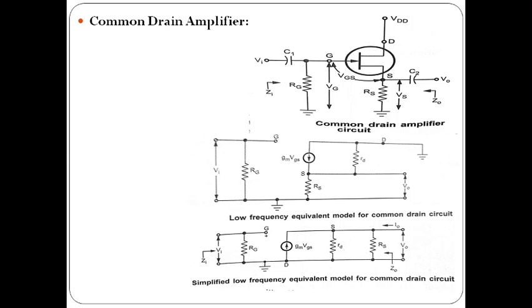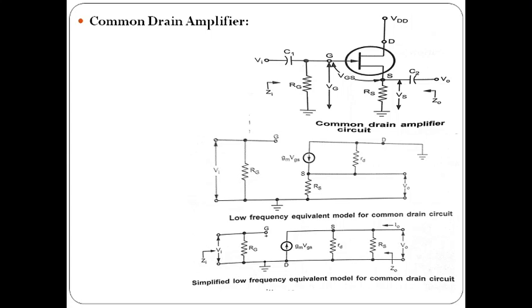The common collector amplifier is called an emitter follower amplifier because we take the output across the emitter, considering the common terminal as the collector. Here we say it is a common drain, keeping the common terminal as drain, but we take the output across the source terminal, so it is called a source follower or common drain amplifier. We apply the input between the gate and source, and the output is taken between source and drain.